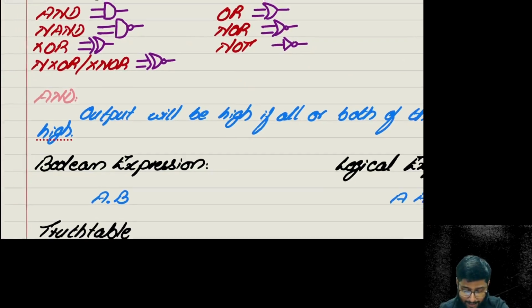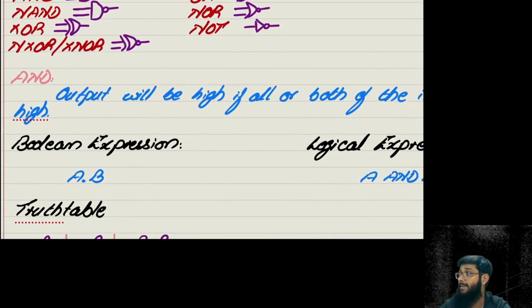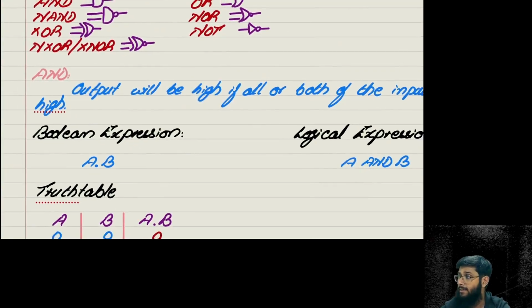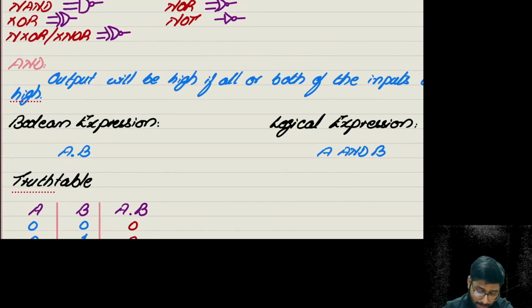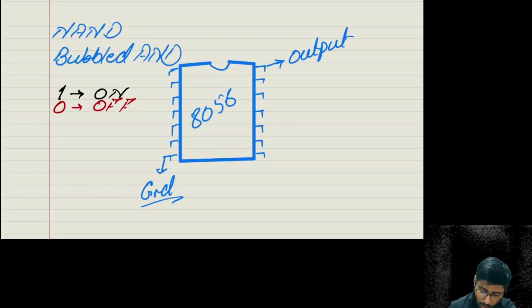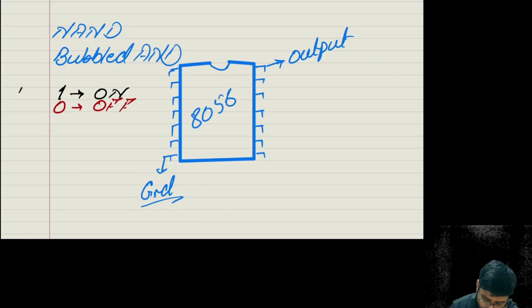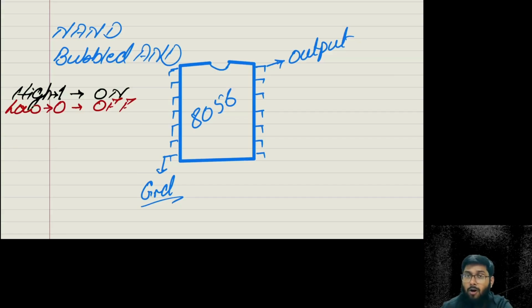Now coming towards the AND gate. What does the AND gate say? The AND gate says that output will be high. What do you mean by the terminology high? As I just told you, 1 means on. High, 1, and on, all three things are the same. Similarly, low, 0, or off, all three things are the same.